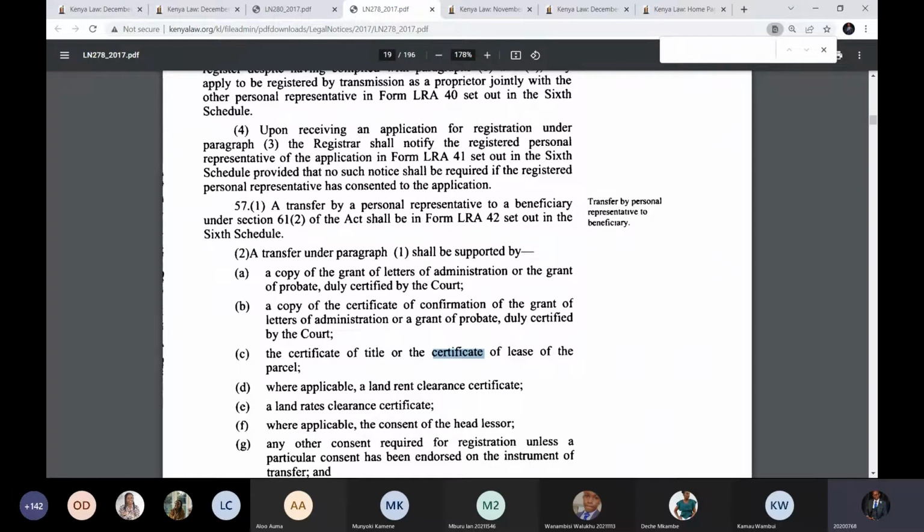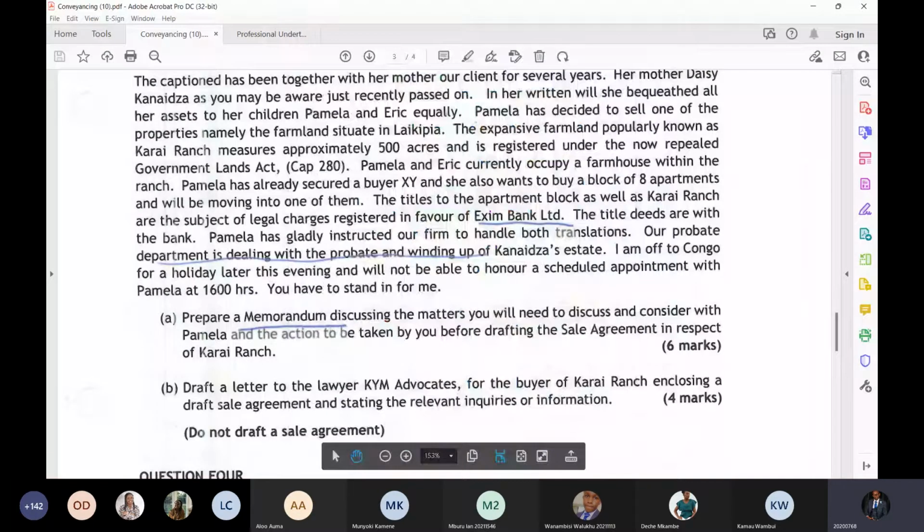Now, subdivision will arise, whereby in the question they're saying the expansive farmland, approximately 500 acres, is registered as the GLA. So if she stated or bequeathed in a will that the children will divide the properties equally, meaning the property has to be subdivided to 250 acres each. So there's an aspect of subdivision, yes.